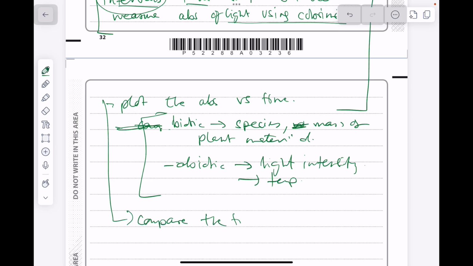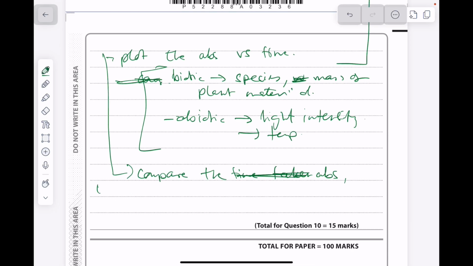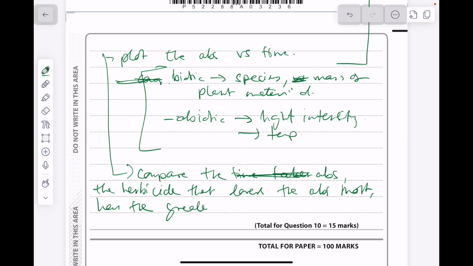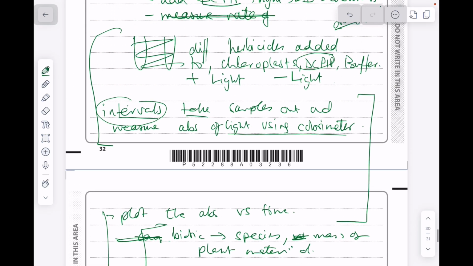We're going to compare the absorbance, okay. The herbicide that lowers the absorbance the most has the greatest inhibitory effect on the light-dependent stage, because it slowed down the light-dependent stage, so it would slow down the decolorization of the DCPIP the most. That's the approach I would take.